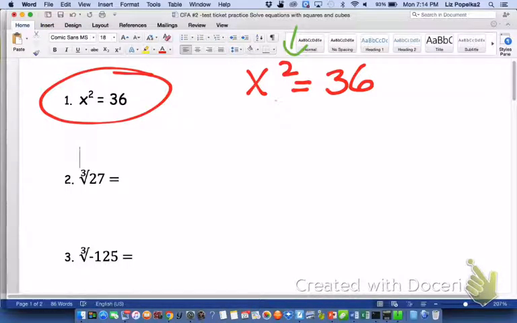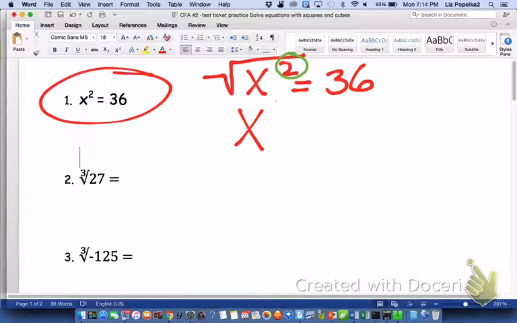So we've got to get rid of that squared. Hopefully we remember from class the last several days that the opposite of squaring something is to take the square root. So if I take the square root of x squared, it kind of, let's just say, cancels out the squared. And that's going to leave me with just an x.